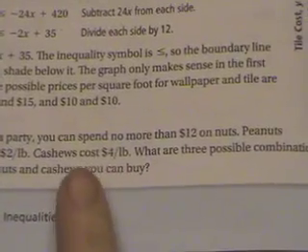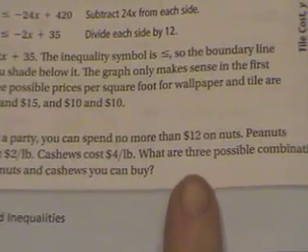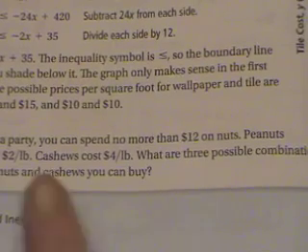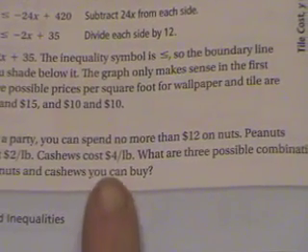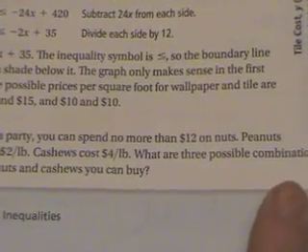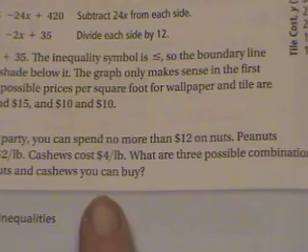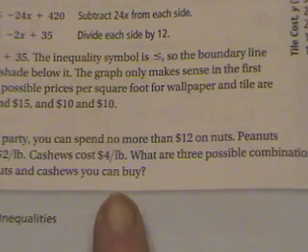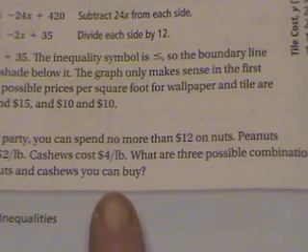Got it. Number 4, very similar problem. You are trying to spend no more than $12 on nuts. Here are the prices of the peanuts and the cashews that you're trying to buy. And they don't want a graph or an equation. They want 3 possible combinations of peanuts and cashews that you can buy. So you do not have to graph it, but you do have to come up with an equation to figure this out.